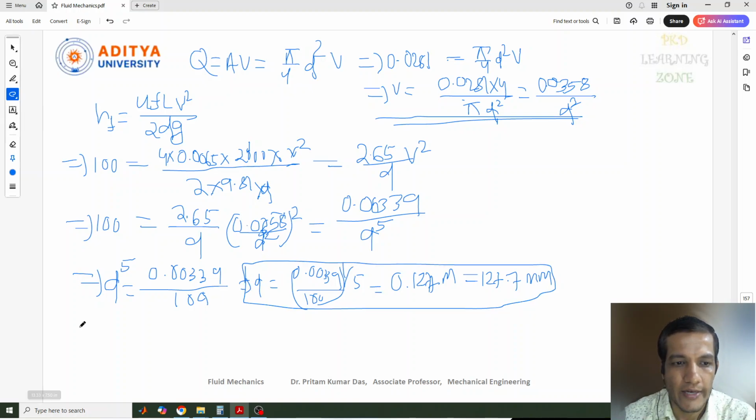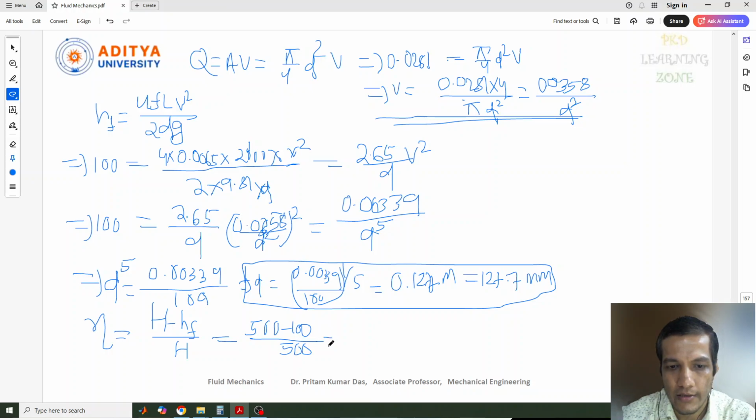Okay, now second term we need to find out the efficiency of power transmission. That is very easy. This is the formula: H minus HF by H. So this is nothing but H value is 500, head loss is 100, divided by 500. So we'll get here 0.8, or you can write this is 80% of power transmission. This is the efficiency.